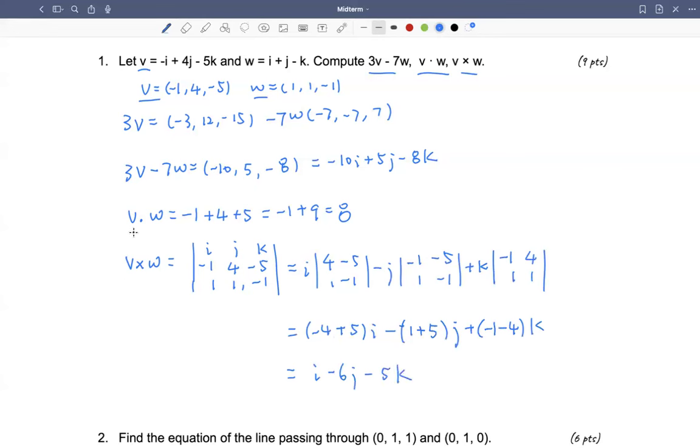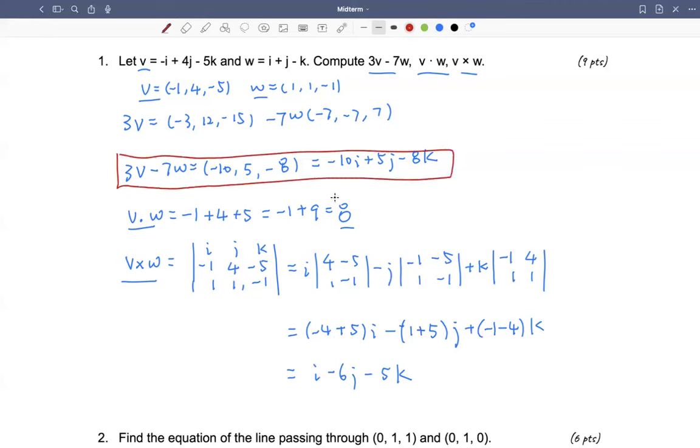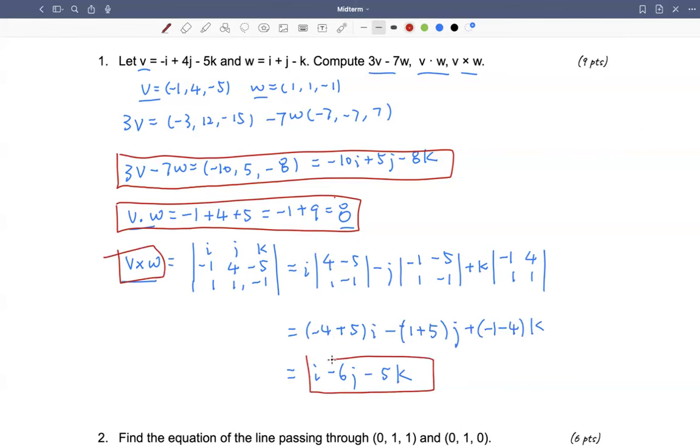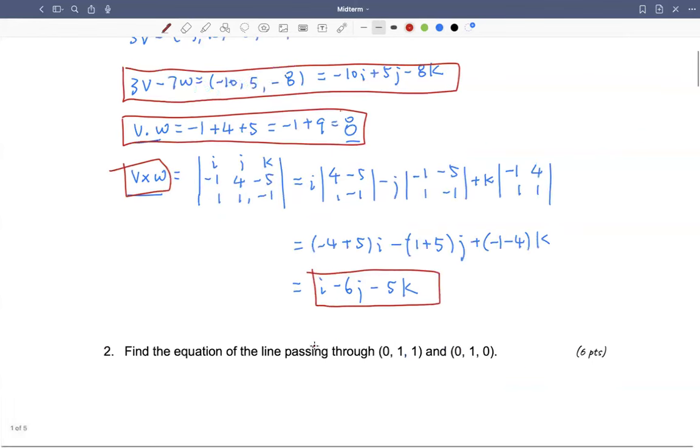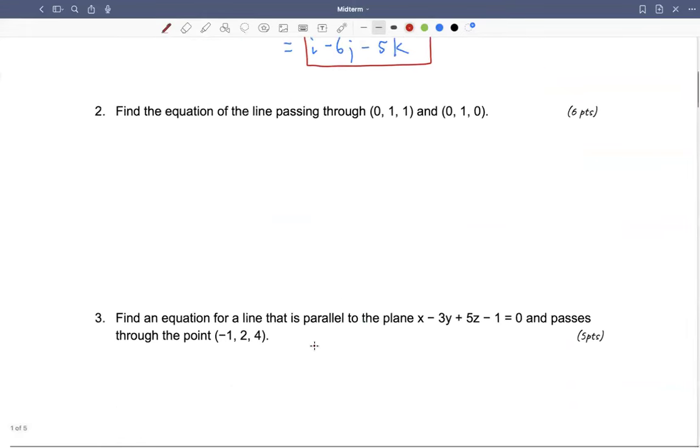So the dot product is a number. The cross product is still a vector. All right, so there are two solutions: 3V minus 7W is a vector, the dot product gives a number, and the cross product you still get a vector. That's number one.